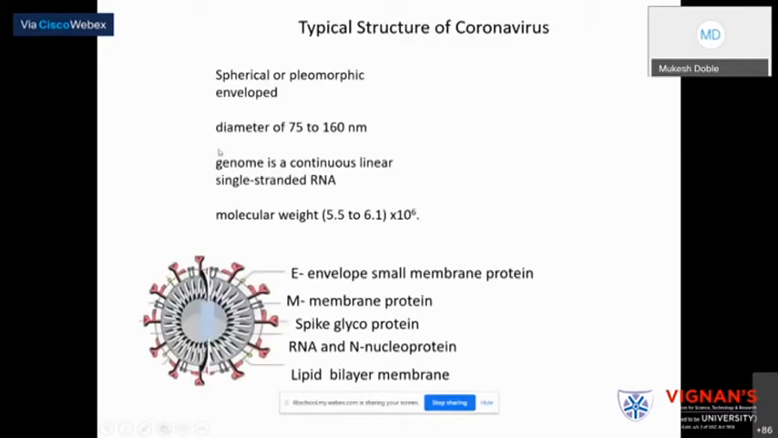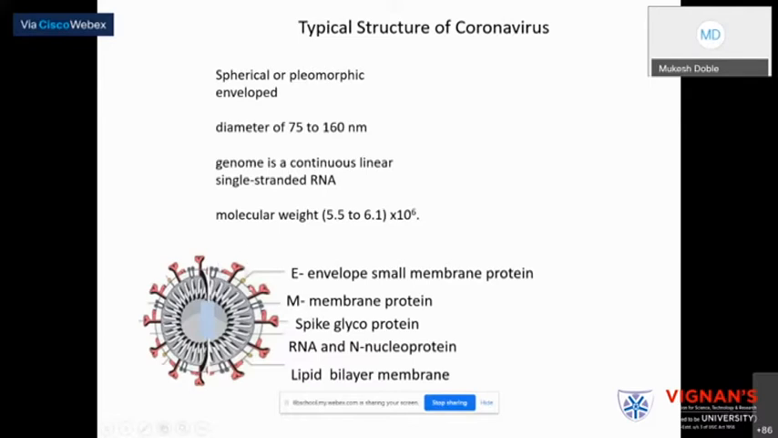So, the typical structure of coronaviruses: the diameter is about 75 to 160 nanometers, whereas if you remember, bacterial systems go right up to 1.5 micron. So these are almost, I would say, 100 times smaller than that. The genome is a very simple, continuous, linear, single-stranded RNA. Molecular weight is about 5.5 to 6 times 10 to the power 6 Dalton. And it's more spherical in shape.